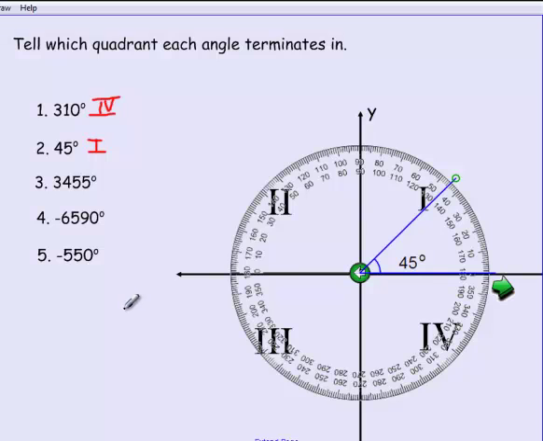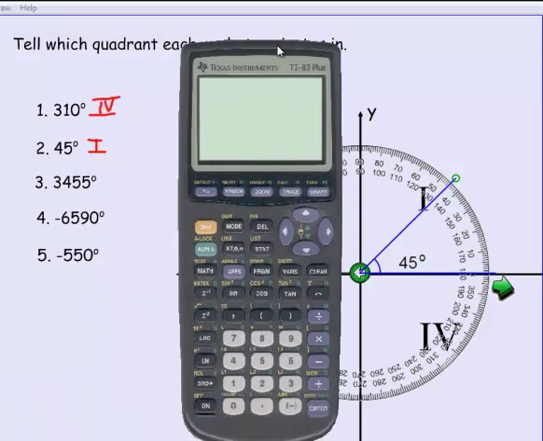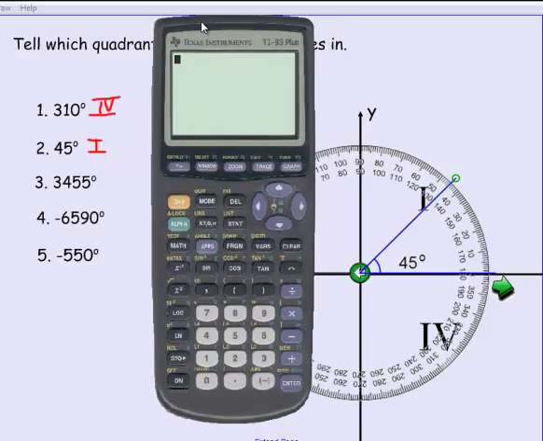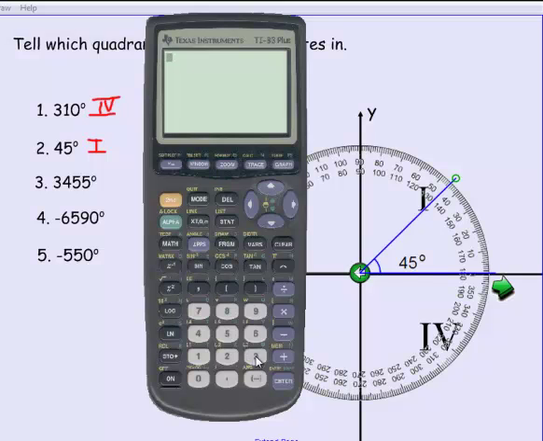3,455? Really? Bring out that calculator. Bring it out, bring it out. This is what I'm going to do. I'm going to take 3,455 and divide it by 360.